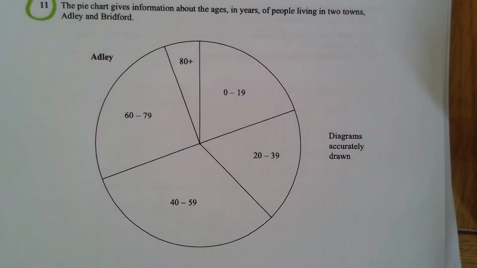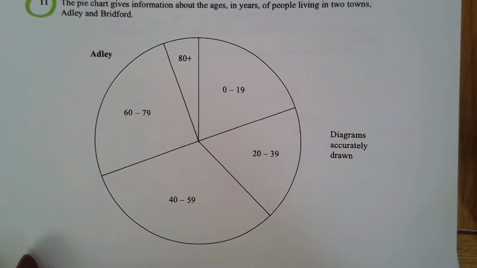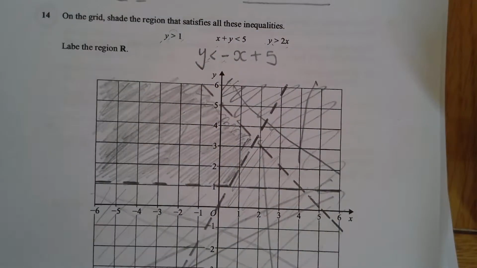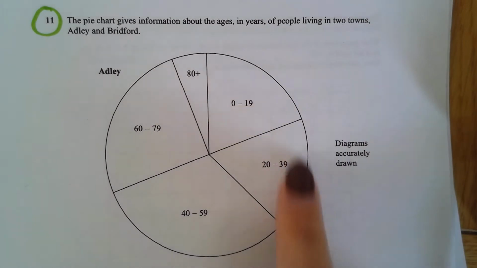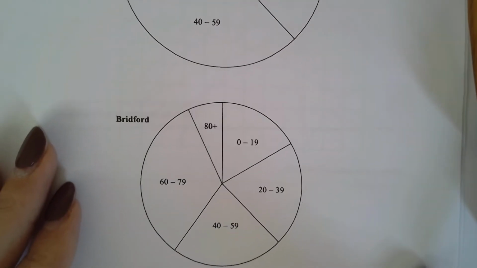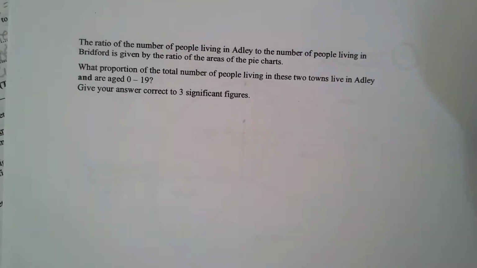Question 11, paper 2 on 2017 Edexcel. So question 11 actually gives us this pie chart, which says the diagrams are accurately drawn. The question itself is that the ratio of the number of people living in Adley to the number of people living in Bridford is given by the ratio of the areas of the pie chart. So we know that's where we've got to start off, areas of the pie charts.